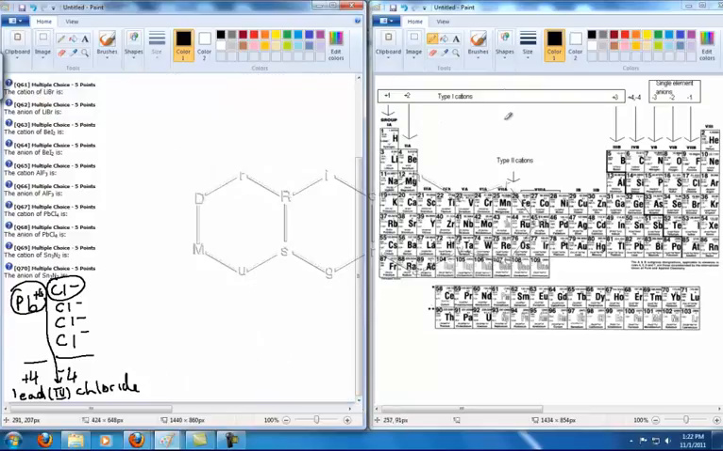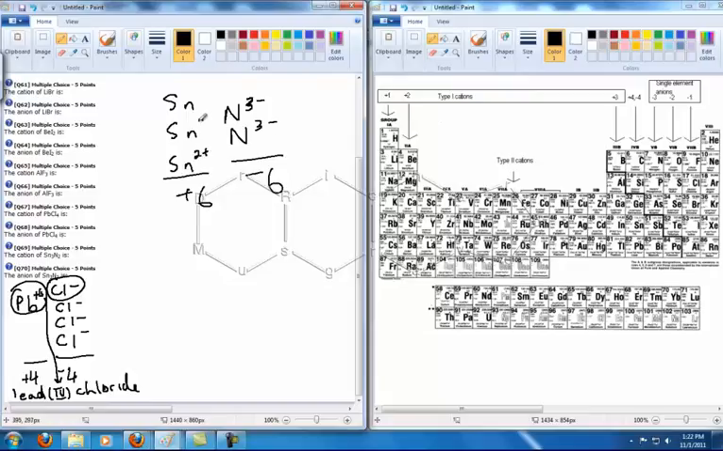We've got Sn3N2. That's going to be 3 Sns and 2 Ns. The charge on each N is going to be -3. Total is -6. That means that the total positive charge here has to be +6 to match. The charge on each Sn has to be 2+, so we get to +6. The name of this is going to be tin-2 nitride.